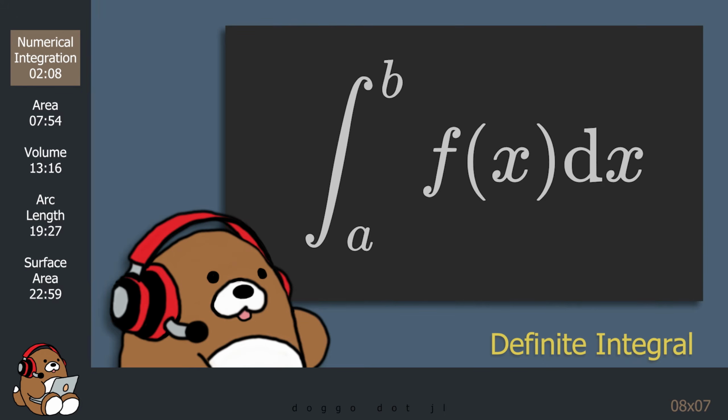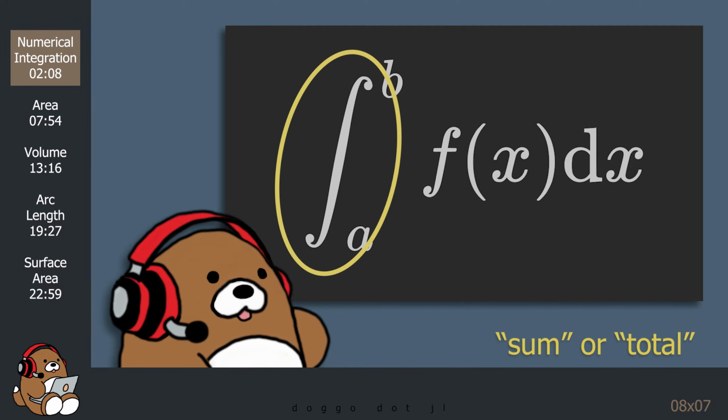This is what the notation for a definite integral looks like. This is read, the integral from a to b of f of x dx. The elongated s is the integral symbol, which was first introduced by Leibniz to stand for summa, which is Latin for sum or total. An integral is calculated by summing up infinitesimal slices of a function.